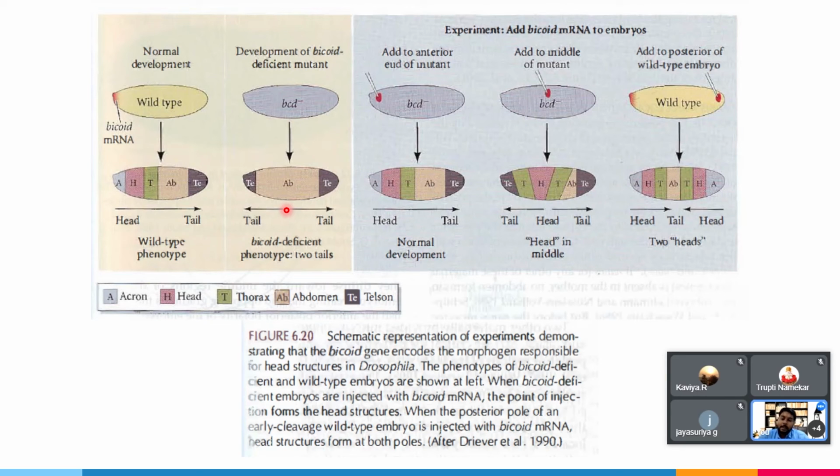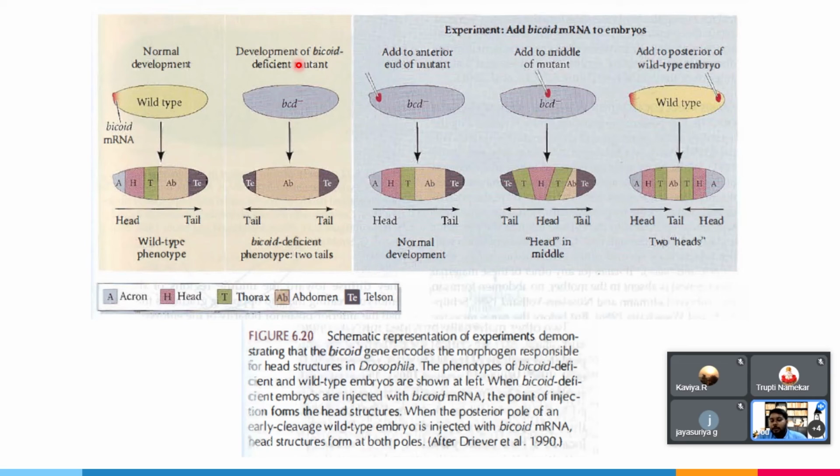So we had seen that the end structures actually need the expression of torso. There's another player involved here, which is known as torso-like. So torso-like plus bicoid would have given rise to acron, but since bicoid is not here, we have another tail and telson structures, and thus we have two tails and abdomen. So this is the case in bicoid deficient embryos, and these are the two stages which we are going to start with.